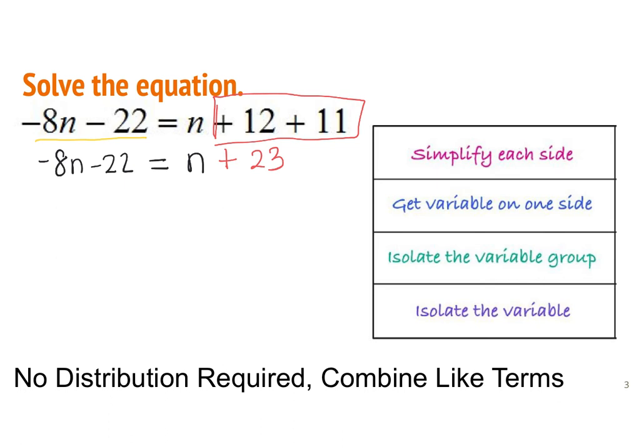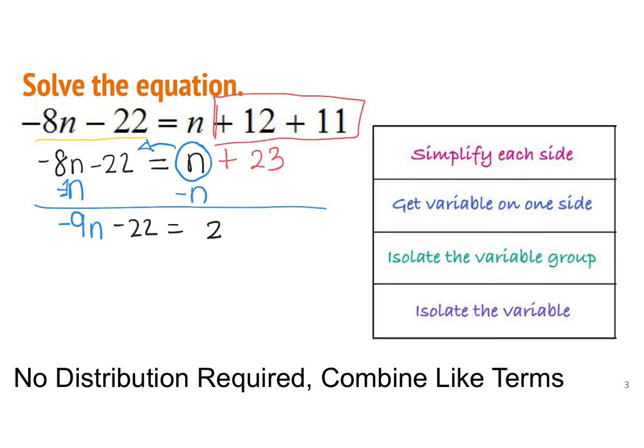I am going to choose to bring this n over to the left. So I am going to subtract. Now subtracting an n is the same thing as subtracting a negative 1n. So negative 8 minus 1 is equal to negative 9. We are talking about n. Everything else stays. The n minus n become 0.